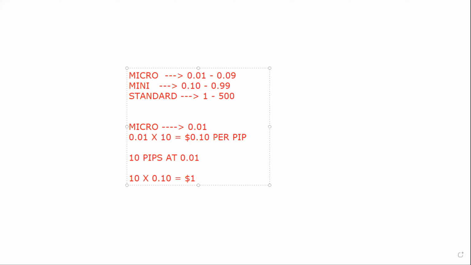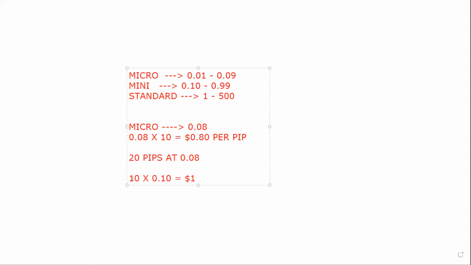Let's make it more interesting. Let's say you use a micro lot of 0.08. What does 0.08 mean? It means 0.08 times 10, that is 80 cents per pip. So every pip is worth 80 cents to you. If you take a trade and make, let's say, 20 pips profit, which is doable, you are in profit of 20 pips. At 0.08, what does this mean?